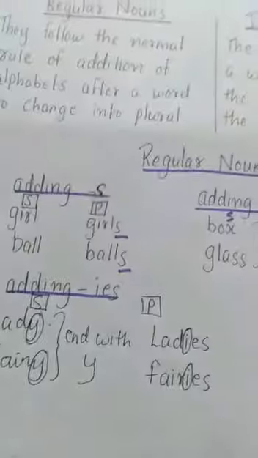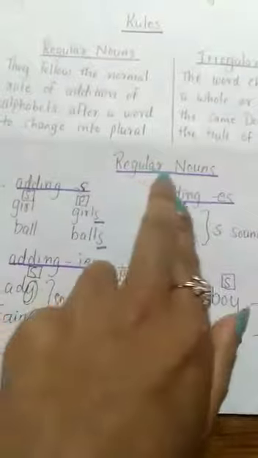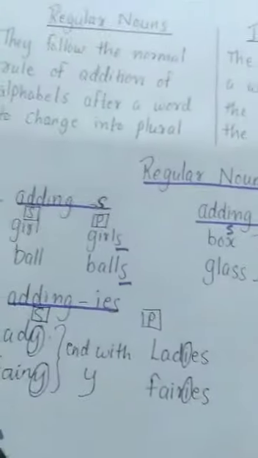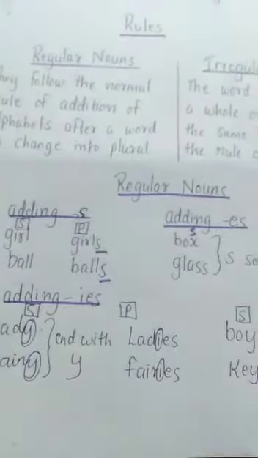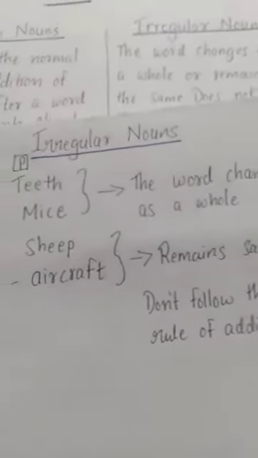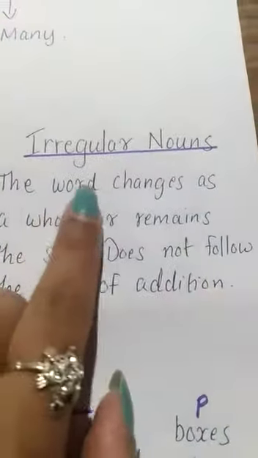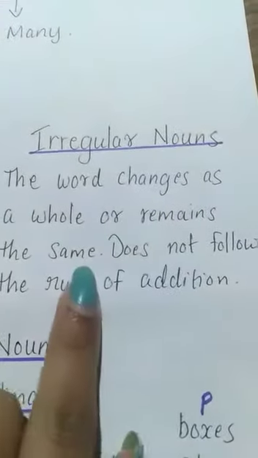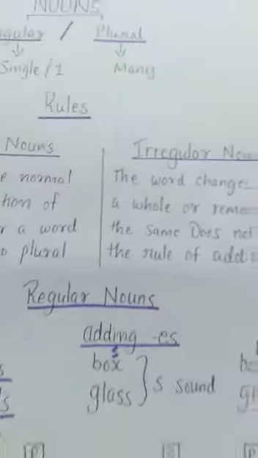Now moving on to irregular nouns. Just summarizing, regular nouns are the nouns which need addition of certain letters like s, es or ies, or simply s again. Next one is irregular nouns. Irregular nouns are the nouns that change as a whole when they become plural. So the word changes as a whole or remains the same in some cases, and does not follow the rule of addition. Let's discuss it in detail with examples.